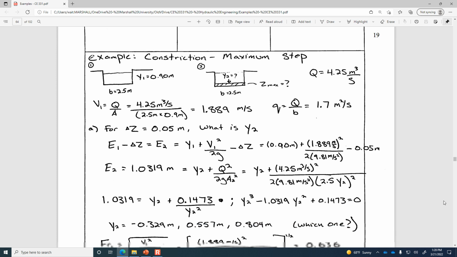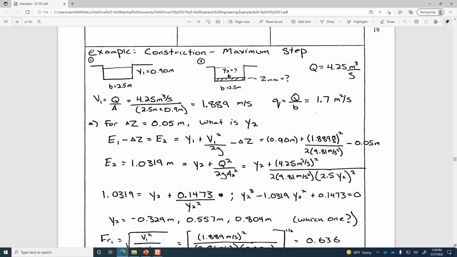So it gives us a couple of different roots. It gives us the negative root, which we can reject. It gives us this small flow depth, which is the supercritical root. And then it gives us the larger flow depth, which is the subcritical root. And to know which one of these flow depths we're going to get downstream, we have to know what the flow regime was upstream before the step occurred. We have to know here at location 1, were conditions supercritical or subcritical?